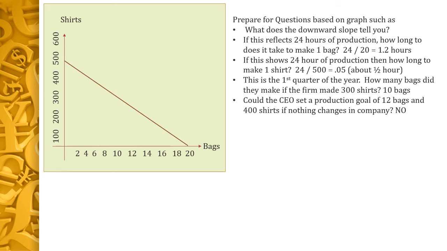Could the CEO set a production goal of 12 bags and 400 shirts if nothing changes in the company? Here's one where they're asking you to come out here and say, okay, here's 400 and here's 12 bags. Where do these 2 points meet? They meet right here. That's outside the curve, which means that it's an area that cannot be produced. Again, if you haven't listened to the lecture about the PPF and you don't understand what I just said, go back and listen to that lecture. This is information you're going to need for the rest of your economics classes.